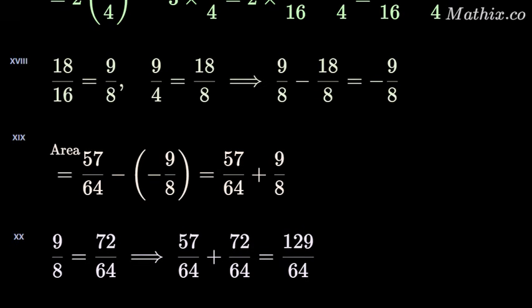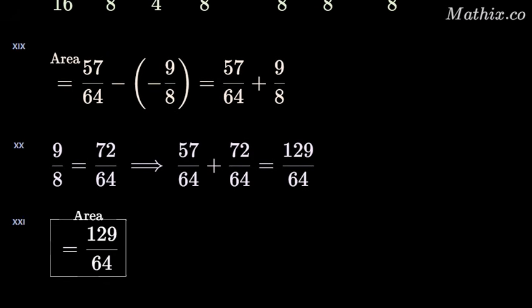The area is the difference of the two integrals, which is 57/64 minus negative 9/8, or 57/64 plus 9/8.